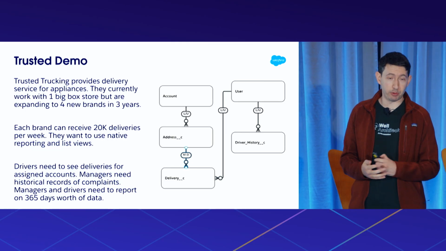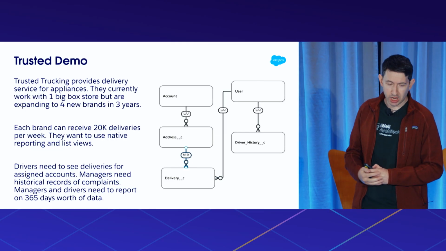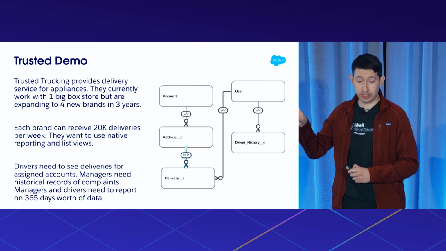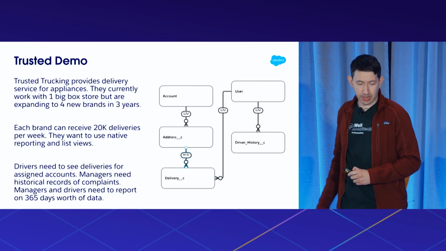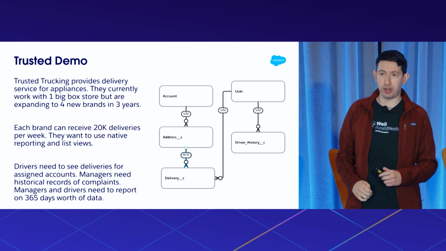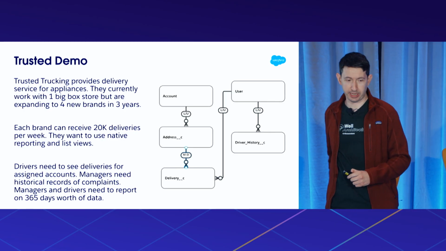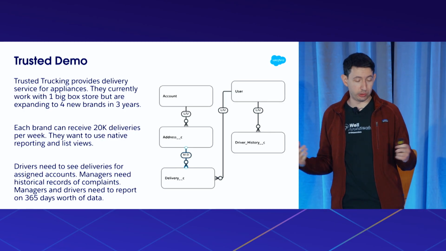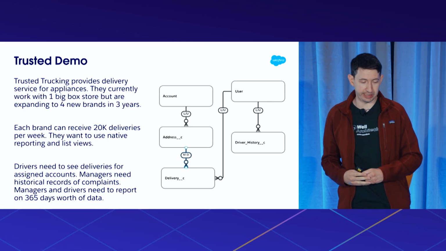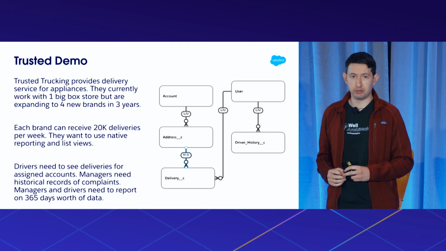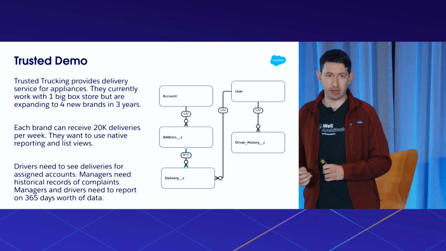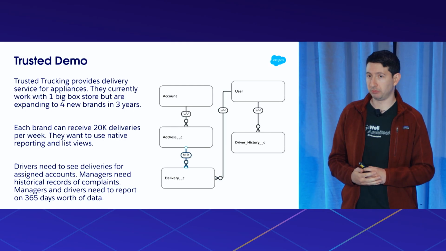And they want to use native reporting and list views. Drivers also need to be able to see deliveries for their assigned accounts. So the drivers are the user object. And managers need historical records of complaints, which are captured by the driver history custom object. Managers and drivers also need to report on 365 days worth of data. Can anybody shout out maybe a concern with this current data model here and what they could do to fix it?